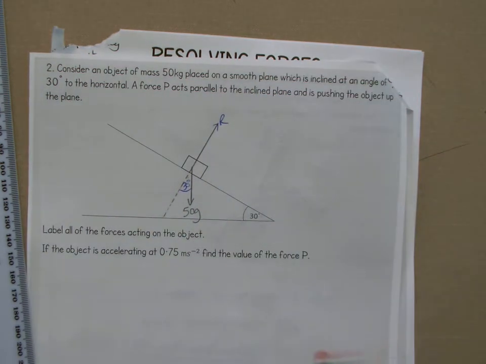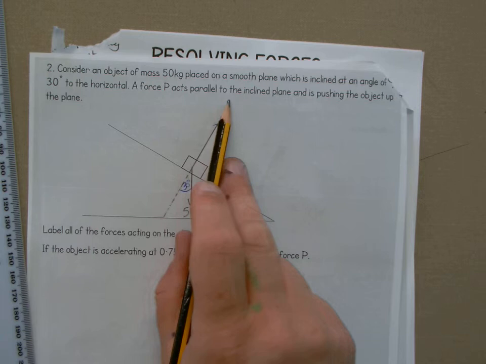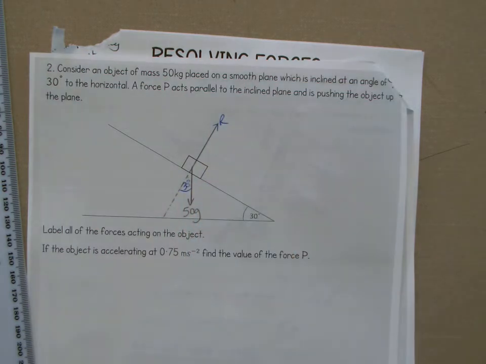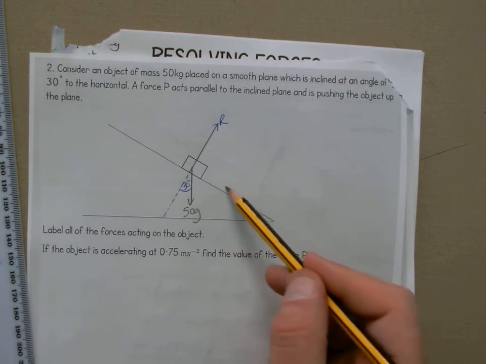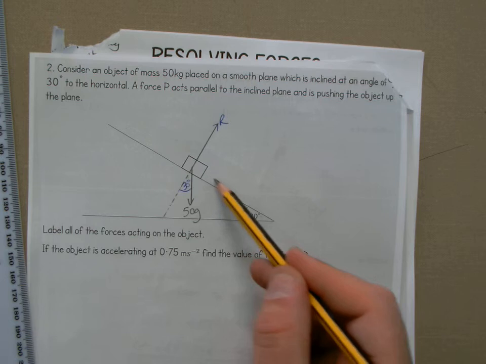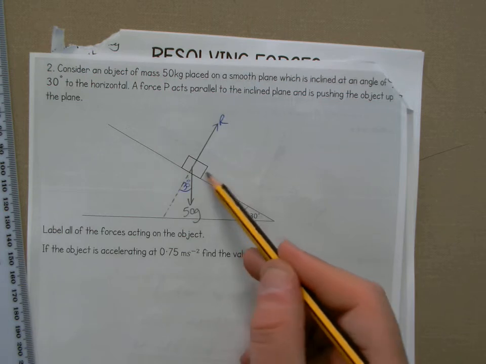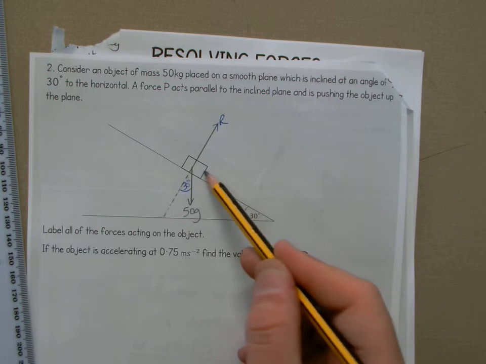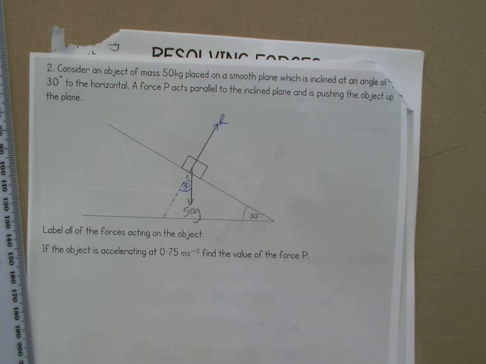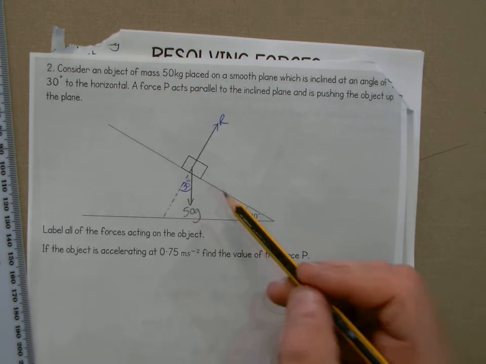It says a force P acts parallel to the inclined plane and is pushing the object up the plane. So some force here is pushing it, right? Now, if there's a push being applied to the object, it's coming from this direction, isn't it? There's a push here in this direction. But we don't really want to have a force acting on the object. We want to have a force acting away from the object.